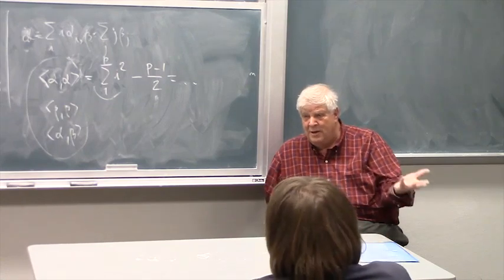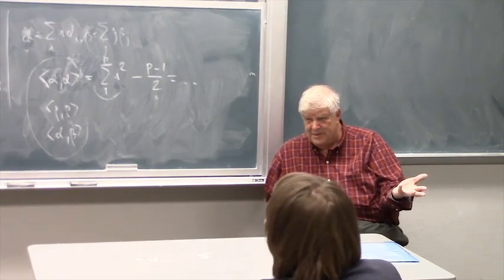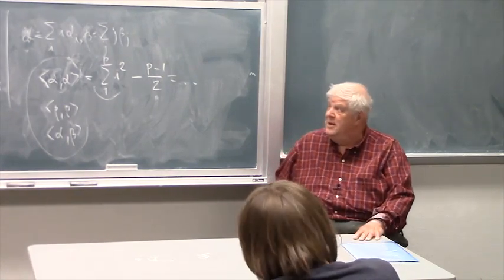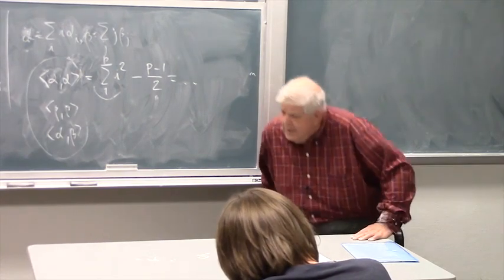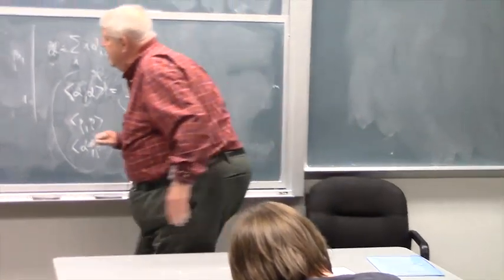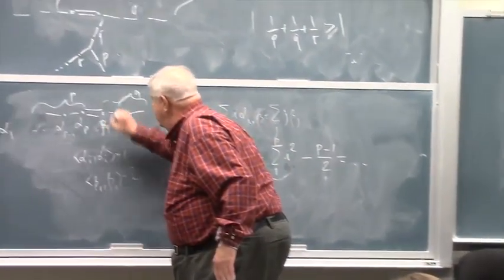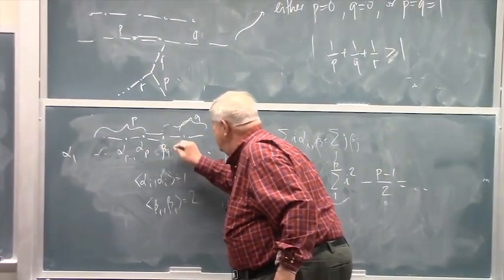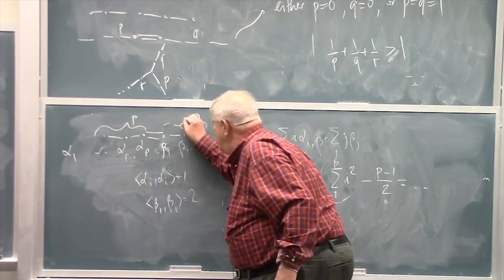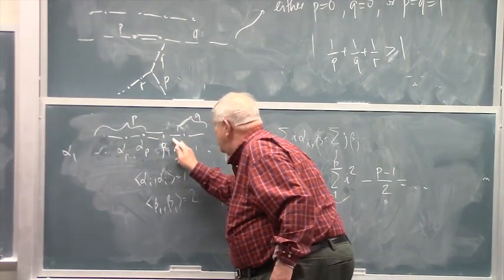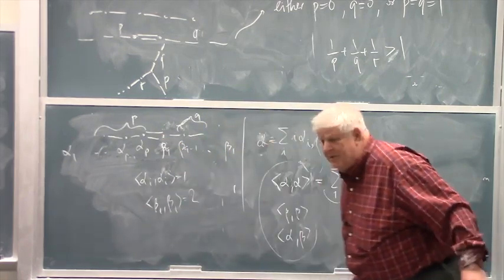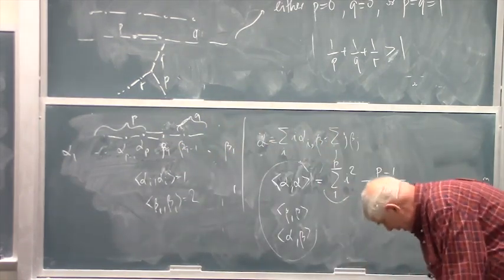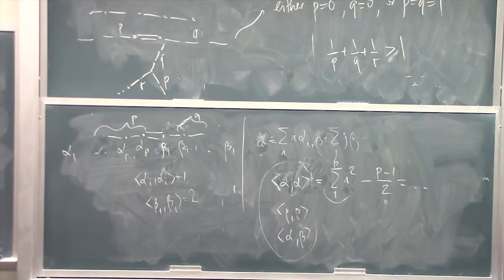P and Q are non-negative numbers, right? So probably it should be rather like this. Yes, probably Q should be the number of dots not including this. Yes, so this is the computation, which gives the first result.